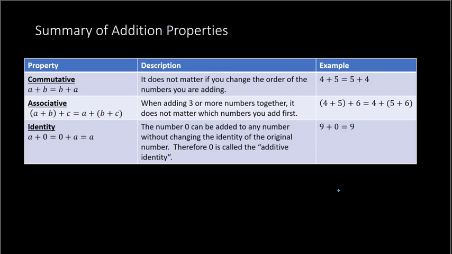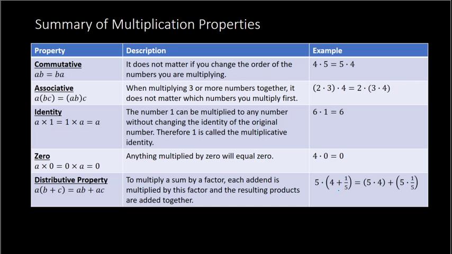So addition has a commutative, associative, and identity properties. And then multiplication, here is the summary of the multiplication properties. We have commutative, associative, identity, 0, that's unique for just multiplication. And distributive, we put here in the multiplication property because you're multiplying the factor with both terms in the parentheses. All right, so this is a summary of multiplication properties.